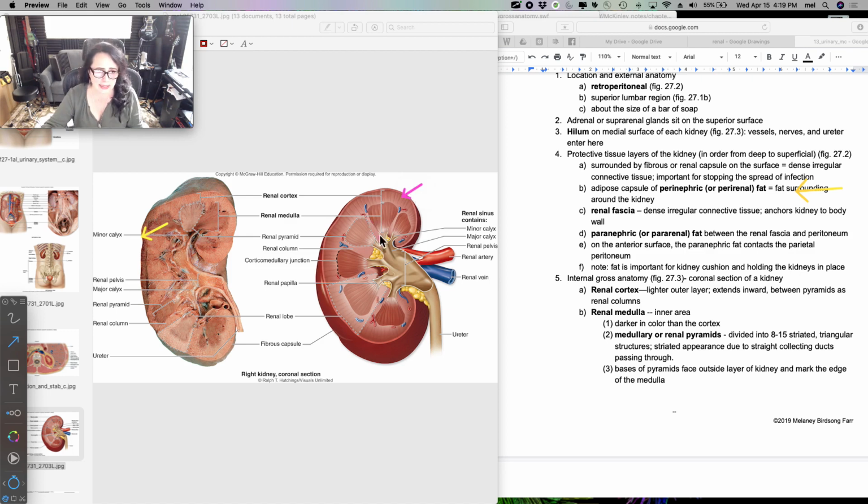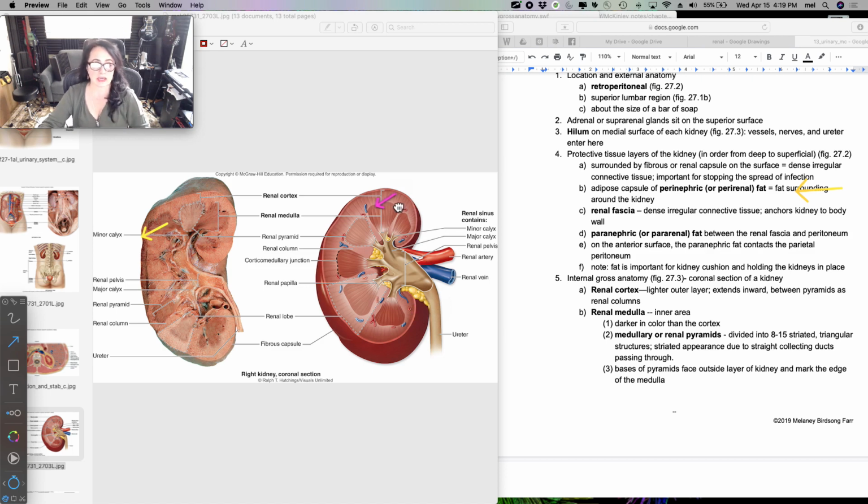It will extend inward the same color as these renal columns. And then the renal medulla is from here to here. It tends to be darker in color, and it is composed of usually 8 to 15 renal pyramids. But this one just happens to show 6. I don't know why they did that. But 1, 2, 3, 4, 5, 6 in this picture.